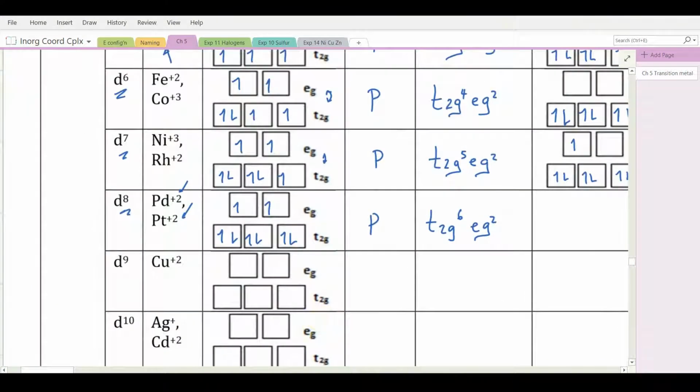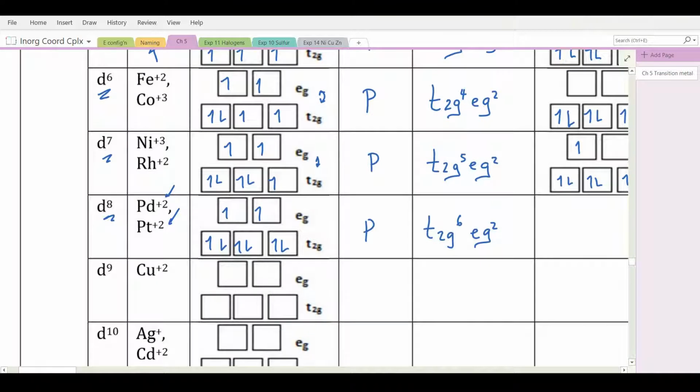So with a total of 8 electrons, regardless of whether the ligand is strong or weak, regardless of whether the octahedral field splitting energy is large or small, you're going to wind up with the same electron configuration. 6 electrons in the t2g orbitals and 2 in the eg orbitals, and they'll all be paramagnetic. So we don't differentiate, we'll just say they're all high spin states.